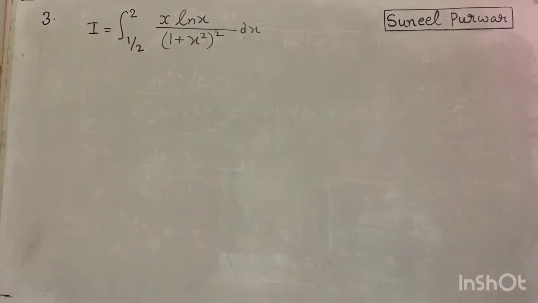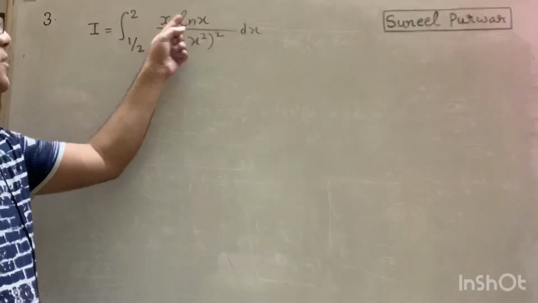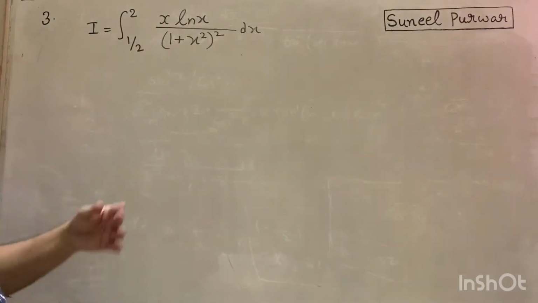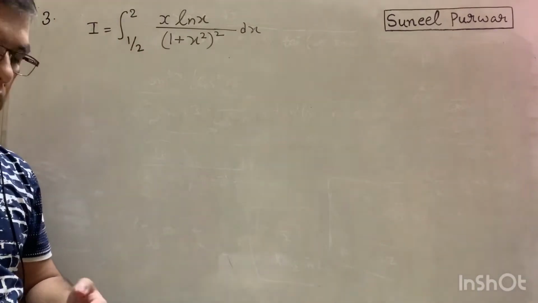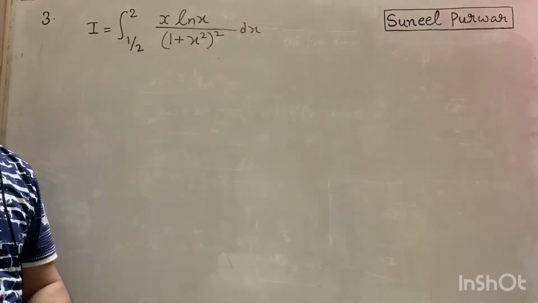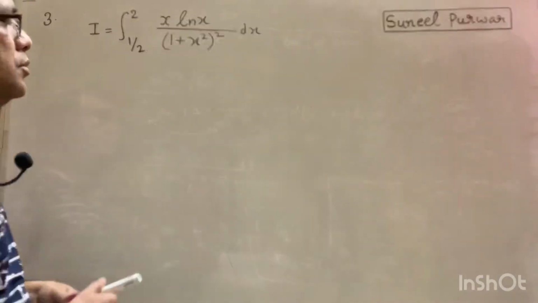So this is your third question. Integral from 1 by 2 to 2 of x ln x upon square of 1 plus x square dx. Here you see the limits are reciprocal of each other. So in such questions, generally the substitution x is equal to 1 by t is helpful. Alright, so let's try the substitution.